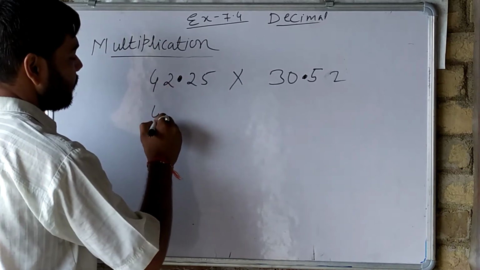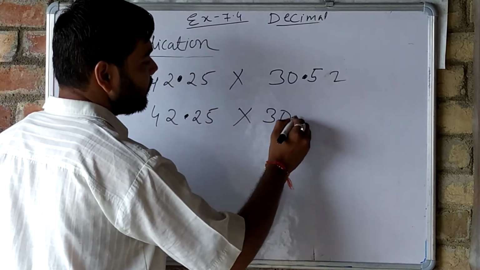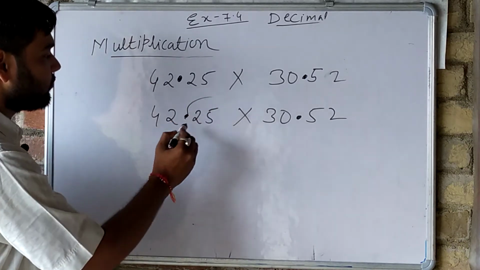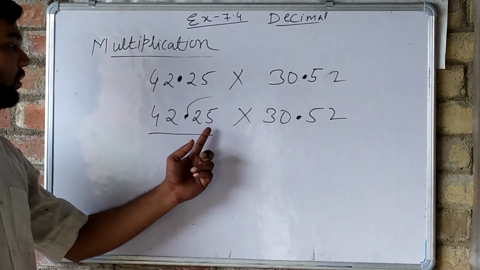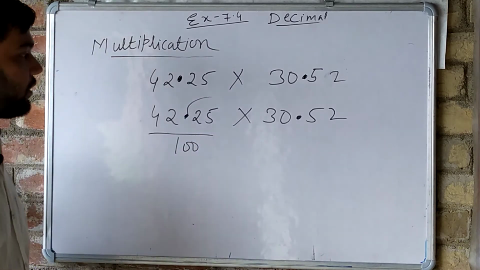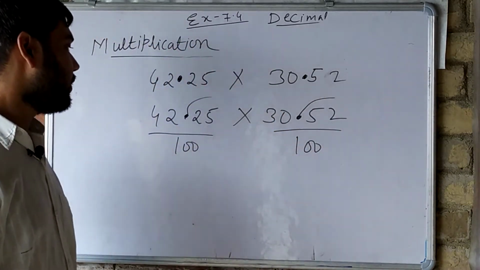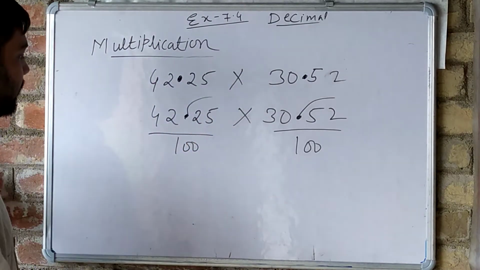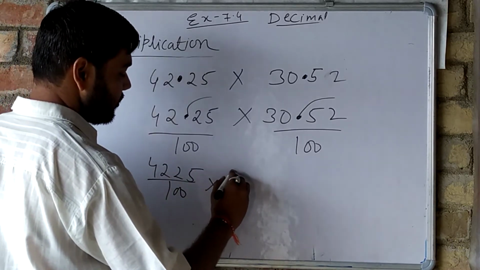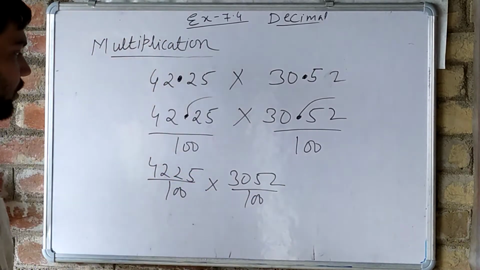So what happens? 42.25 into 30.52. We will shift the decimal place. How many places is it shifting? 1, 2. So how many zeros will come down? Two zeros, that means 100. Here also it is shifting 2 places, so 2 zeros, into 100. Now the question converts to the fraction 4225 upon 100 into 3052 upon 100. The question is now converted into fractions.